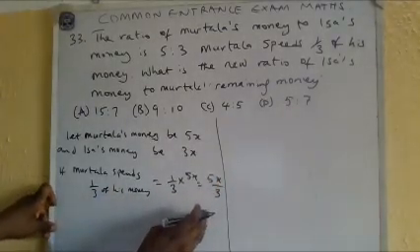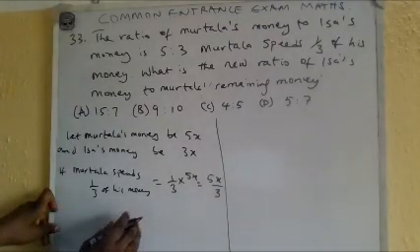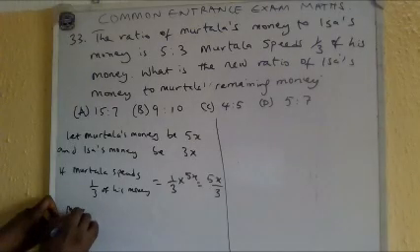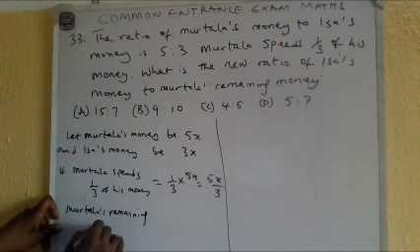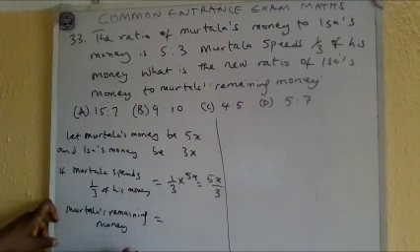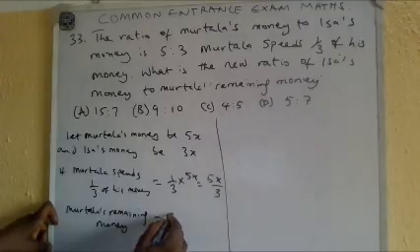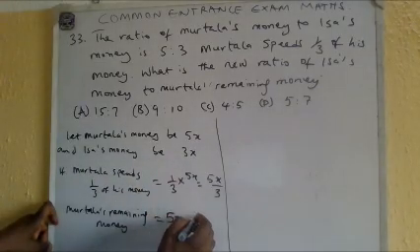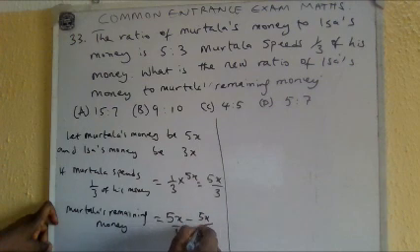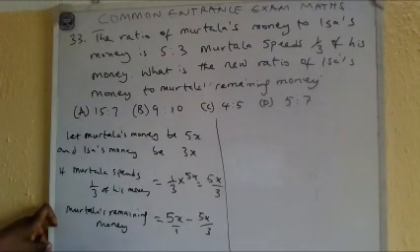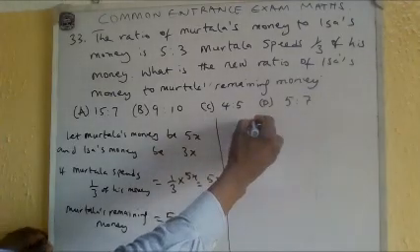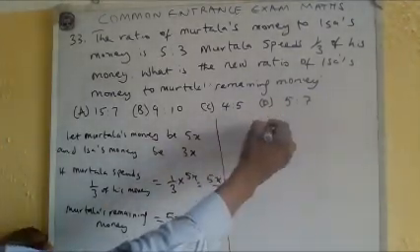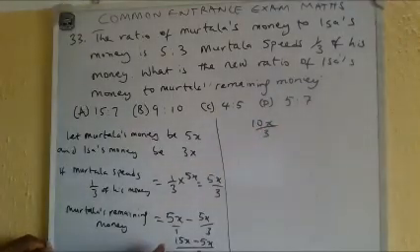So the remaining one, Murtala's remaining money in fraction form is equal to 5x, that's the initial money, minus 5x/3. So I can find the LCM here now. 15x minus 5x. So the remaining money for Murtala is 15 minus 5 is 10x/3. That's Murtala's remaining money.